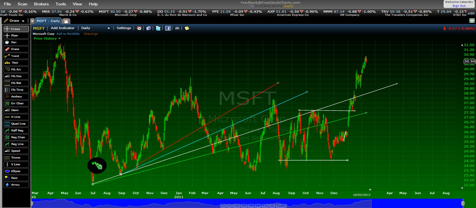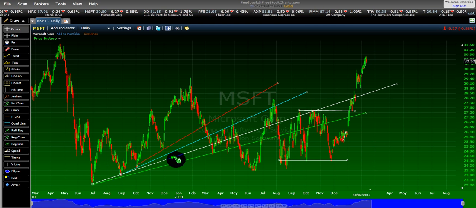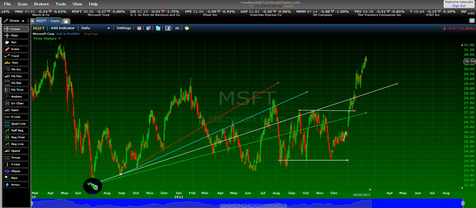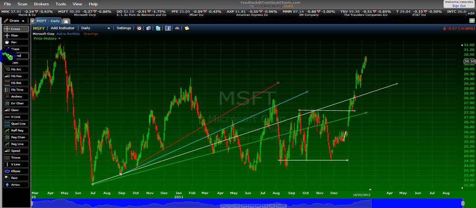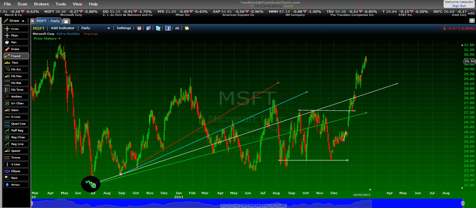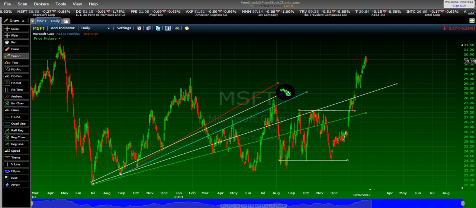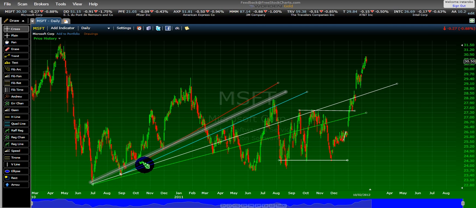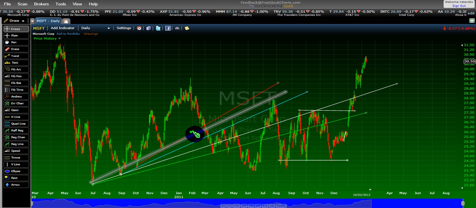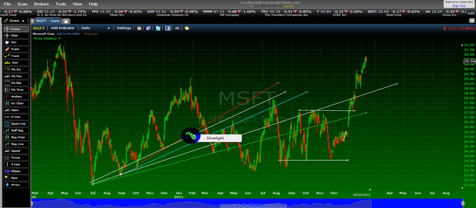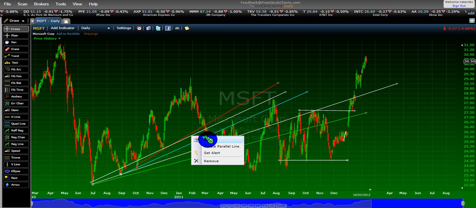So I can draw with this white one. There's another one I can draw from the same lowest low, because that's where the downtrend has ended. It's a very important price level, so I can join it to any higher low. So you can see I have another one here. This time I will color it in a different color so we don't get confused.